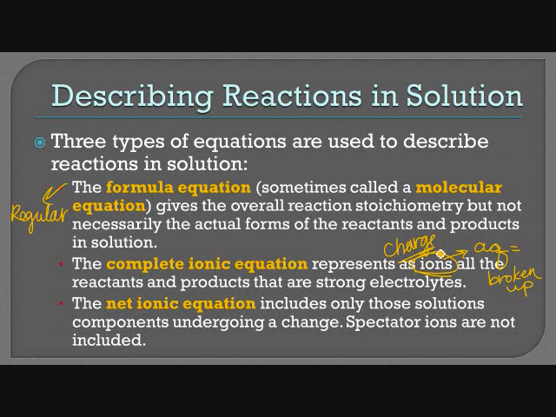And then the net ionic equation includes only those solution components that are undergoing a change. So basically, it's going to be the ions that make up the solid product. Spectator ions are not included. So in Chem 1, we wrote out the complete ionic, and then we crossed out the spectators. It's the stuff that's the same on both sides, both in ion form on either side of the equation. Eventually, you would like to be able to just write the net ionic without doing the rest of the work, but until we see that, we will practice all the way through.